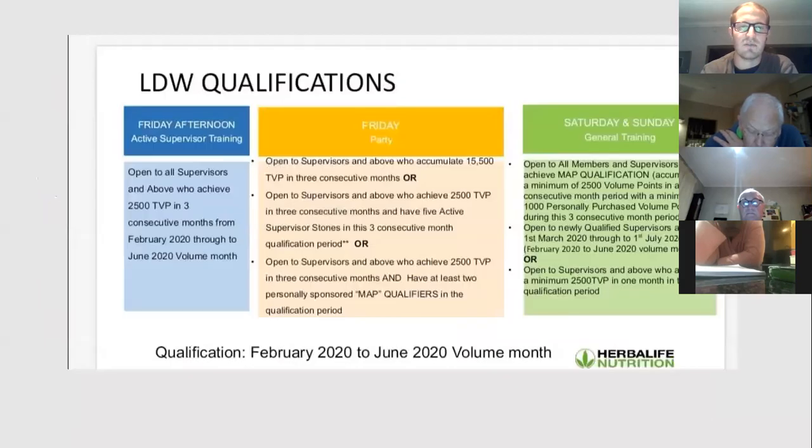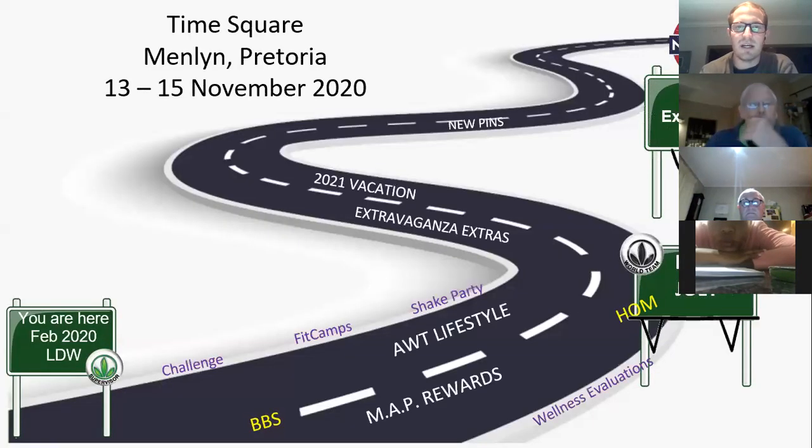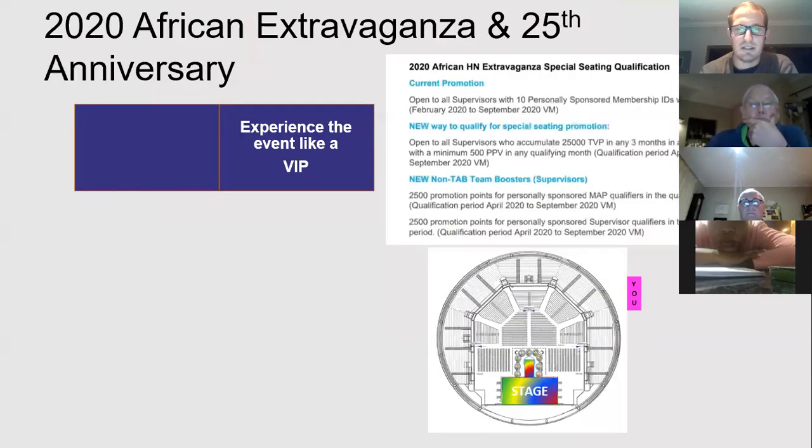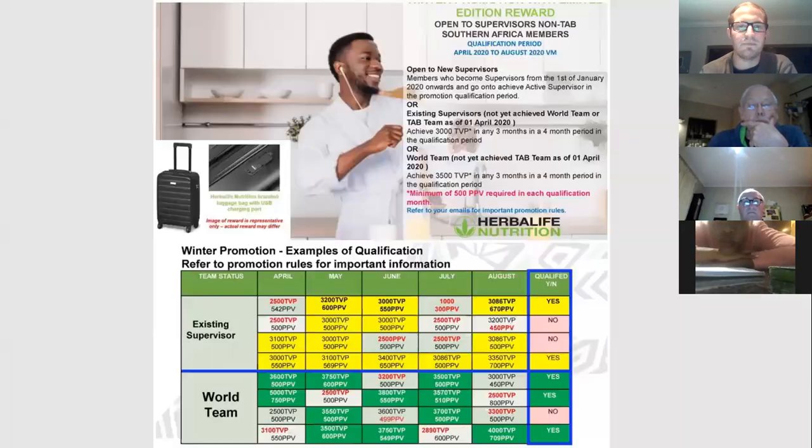And then just for the leadership development weekend, how to qualify for that. It's the MAP qualification, so it's also 2,500 total volume points over 3 consecutive months. That's the minimum to qualify for that. Okay. And then the roadmap to the extravaganza. It is open to all members. So book your tickets between the 13th and the 15th of November.